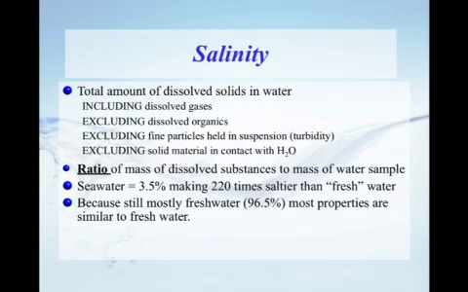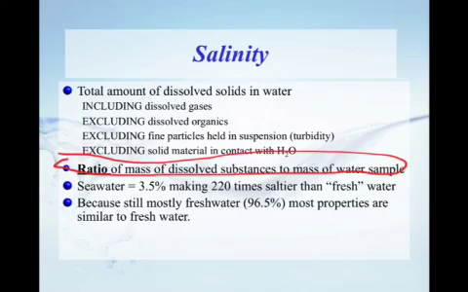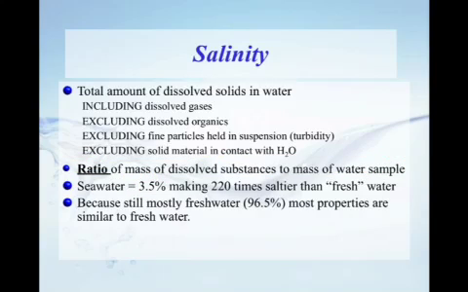Now, the definition of salinity is right here. You need to know this. The ratio of mass of dissolved substances to mass of fresh water sample. That's the definition of salinity. And seawater can be expressed as percent or parts per 100, 3.5. If we're going to do that more typically, we would call it 35 parts per 1,000, which is what you guys are used to hearing more, but it's still 3.5%. And it is much saltier than fresh water. But because it's still mostly fresh water, the vast majority of properties are the same. Not all of them, but most of them. And we'll talk about that more as we go on.